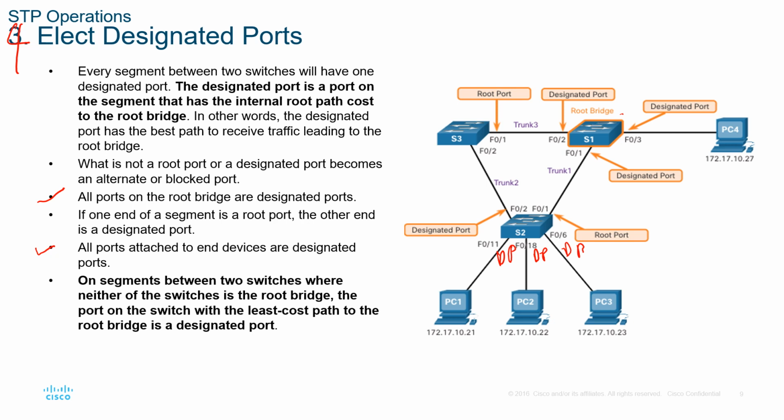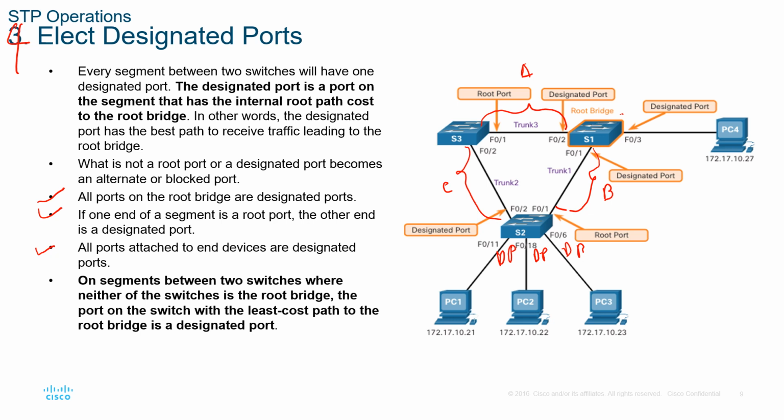Third, if one end of a segment is a root port, the other end is a designated port. So for example, for this segment, segment A, and then we have this segment, segment B, and then we have this segment, segment C. Looking at this, the segments that have a root port are segment A and segment B only. Because on segment A, F01 has become the root port, so F02 on S1 will become the designated port. The same goes to segment B, because F01 on switch 2 has become the root port, so F01 on switch 1 will become the designated port.